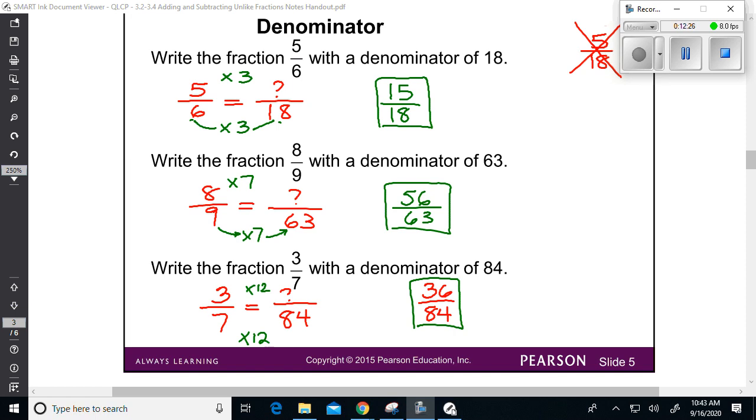Questions before we get into the actual adding and subtracting? So again, this is a basic concept that we need in order to add and subtract correctly.